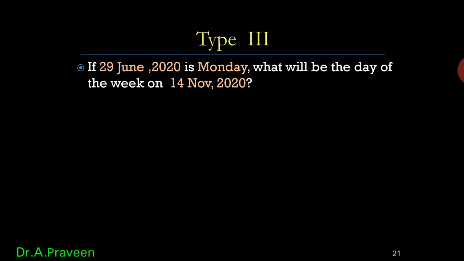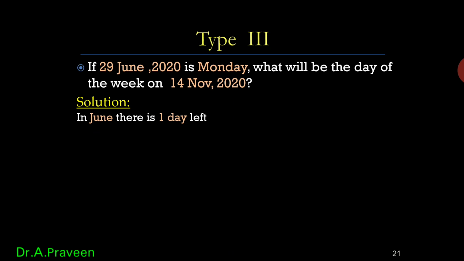In this case, what you have to do is, starting from the next day of the reference date, that means from 30th June 2020 till 14th November 2020, you have to calculate the total number of odd days. I repeat, starting from the next day of the reference date, you have to calculate the total number of odd days. In the month of June, there is only 1 day left.